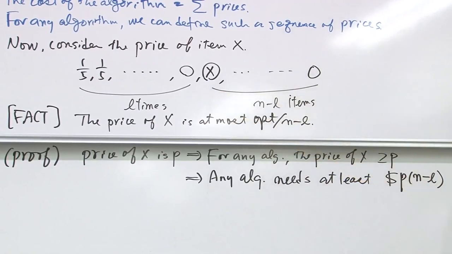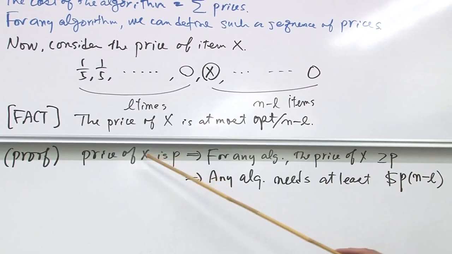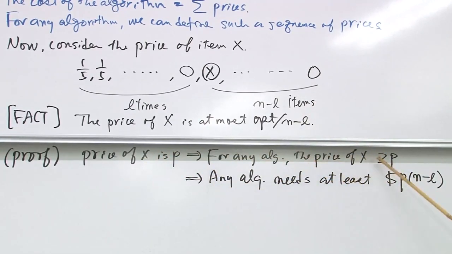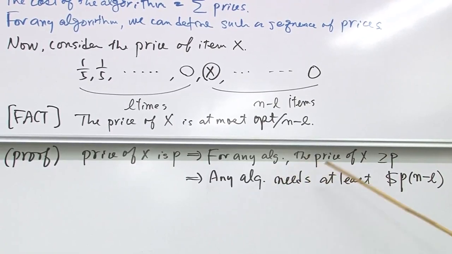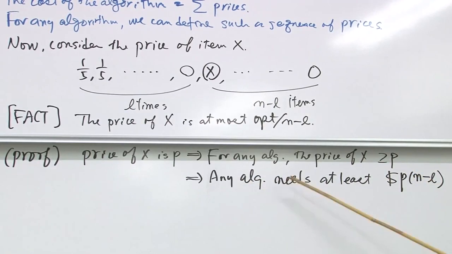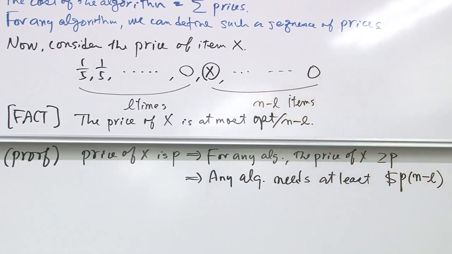Okay. Remember, your algorithm is greedy. That means you select a subset which can cover the most elements. That means if the price of X is P, then for any algorithm, the price of X is also P or larger, right? Because the algorithm is greedy. For any algorithm, it needs at least the cost P times the remaining elements.